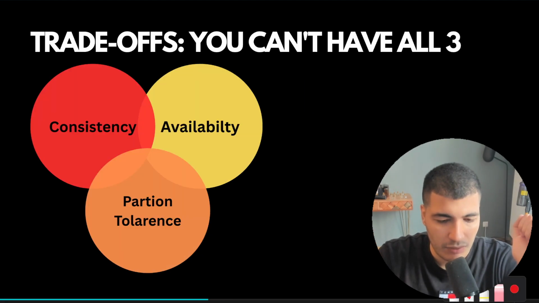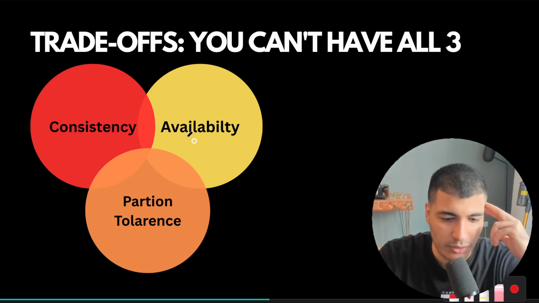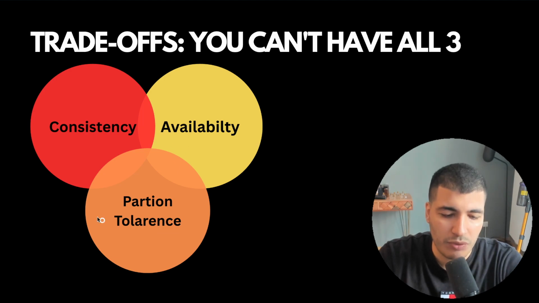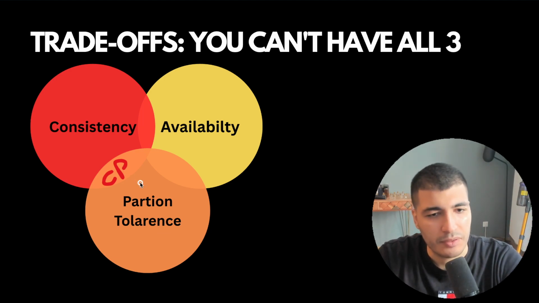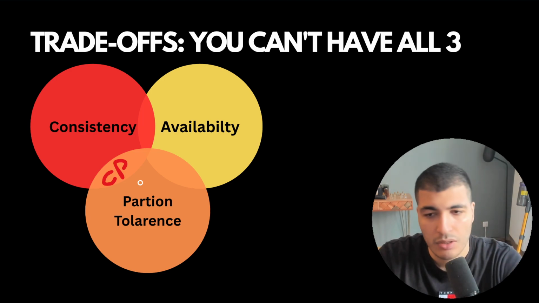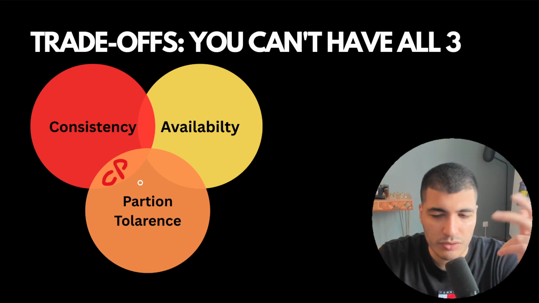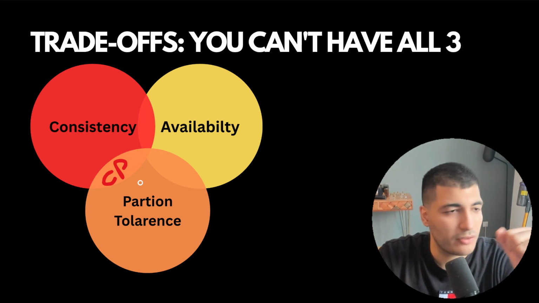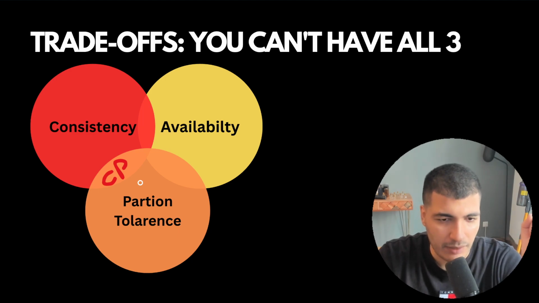Okay, because you cannot have all three, you can only have two. So first we have a CP system. When partitions happen, you sacrifice availability for strong consistency. Some user requests may be denied for that. An example may be a relational database or a bank account.